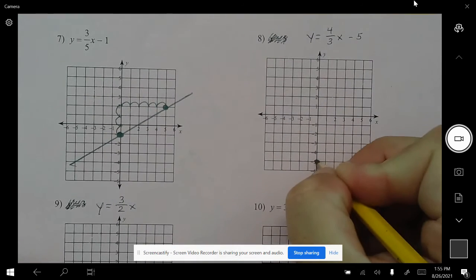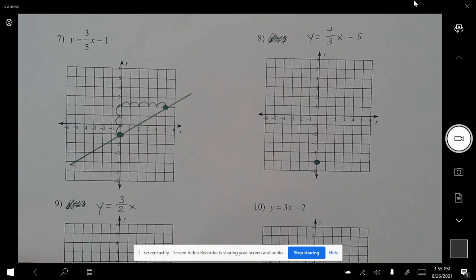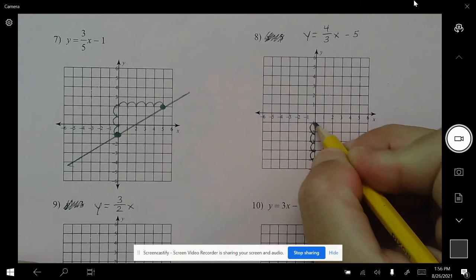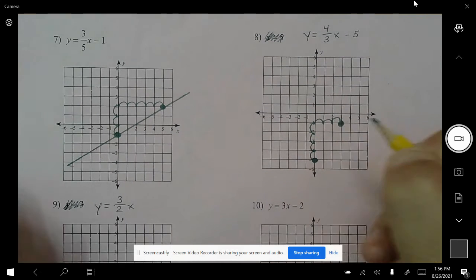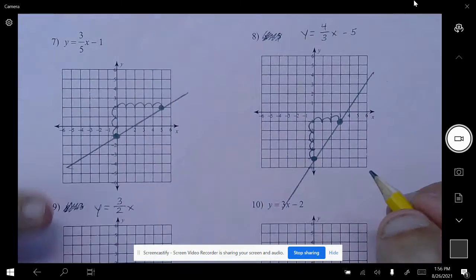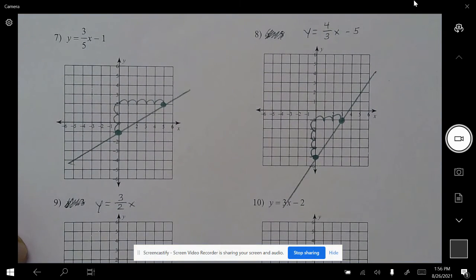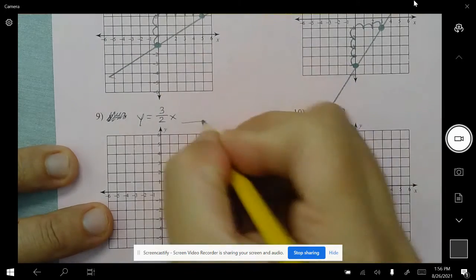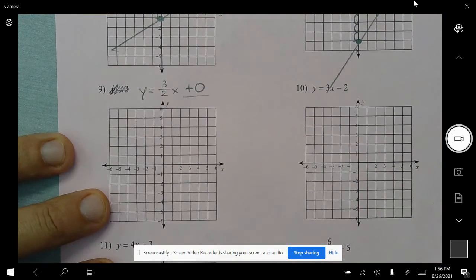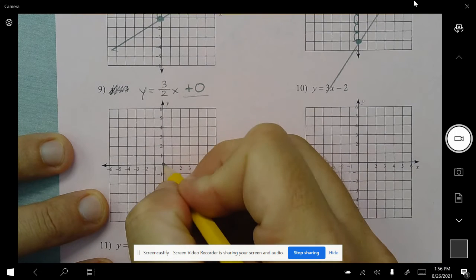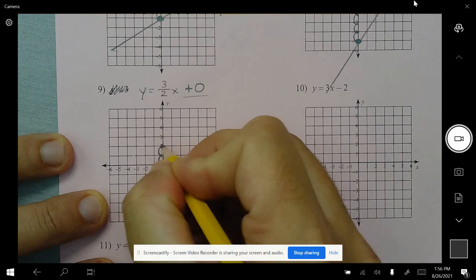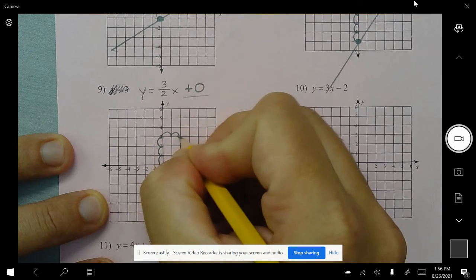Number 8, negative 5. Let's rise 4. 1, 2, 3, 4 over 1, 2, 3. Number 9, this one's kind of confusing. There's nothing as your y-intercept. When nothing's there, go plus 0. It's going to be starting at 0. That's your y-intercept. You're going to go up 3. 1, 2, 3 over 1 over 2.